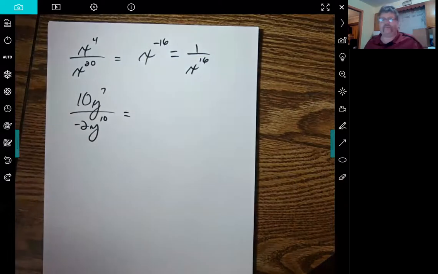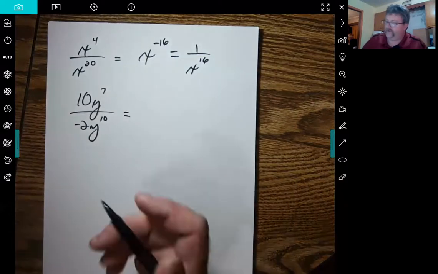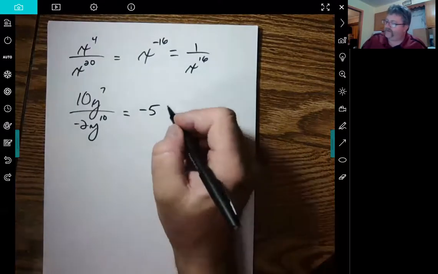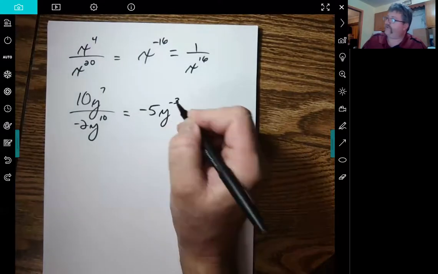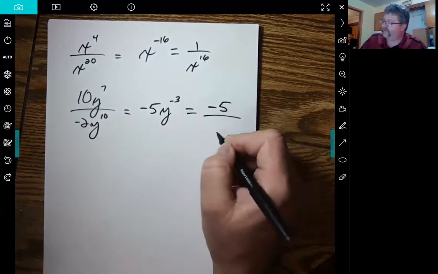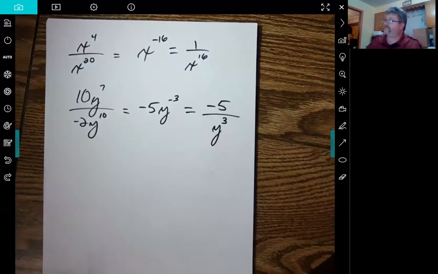Okay, 10y to the 7th over negative 2y to the 10th. Well, the 10 and the negative 2, the coefficients, that's regular division: negative 5. y to the 7th divided by y to the 10th, I'm going to get y to the negative 3rd. Negative 5 is not going anywhere. y is going for a ride downstairs. So it's negative 5 over y to the 3rd power.